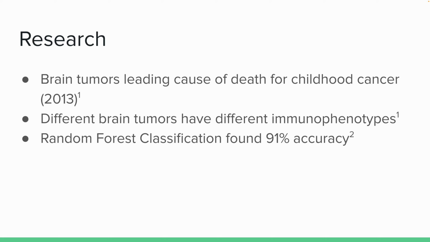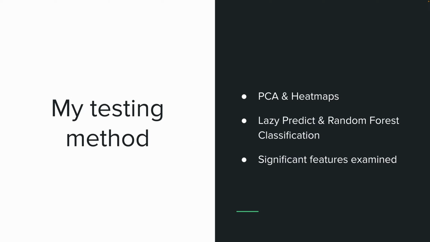And so a little bit of background on this. Brain tumors were the leading cause of death for childhood cancer in 2013, and that was the impetus for the original author's work, where they collected different brain tumor samples from different children and recognized that they have different immunophenotypes. And so the goal of the original study was to try to treat those different brain cancers by targeting the immunophenotypes. And the data was aggregated and a random forest model was applied to it that found a 91% accuracy. And that came from a different source. So the goal here is to reproduce those results that were originally found.